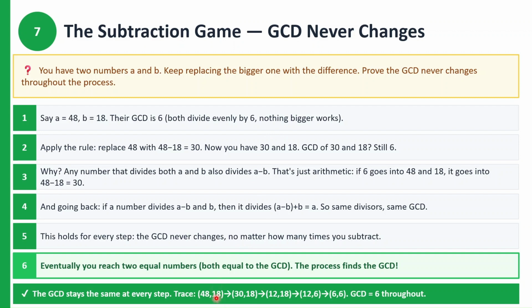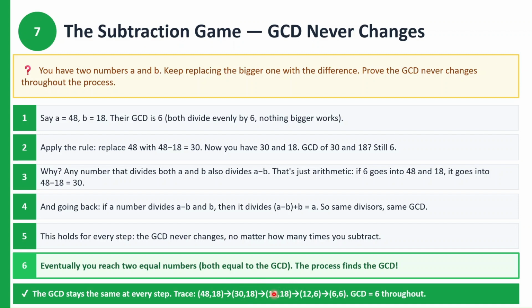48 minus 18: 18 comes here as it is, and 48 minus 18 is 30. Again, 30 minus 18 is 12. You don't have to be confused, there's a simple step. 48 and 18 first we have. Then subtract: 30 and 18. Then subtract 18 from 30, which is 12, and 18.